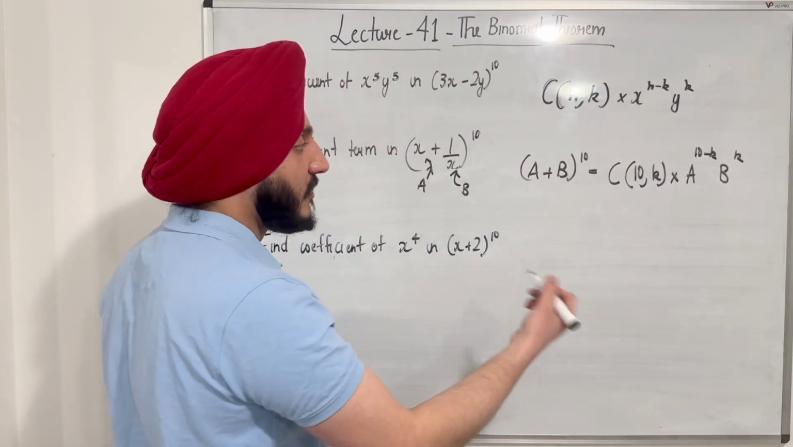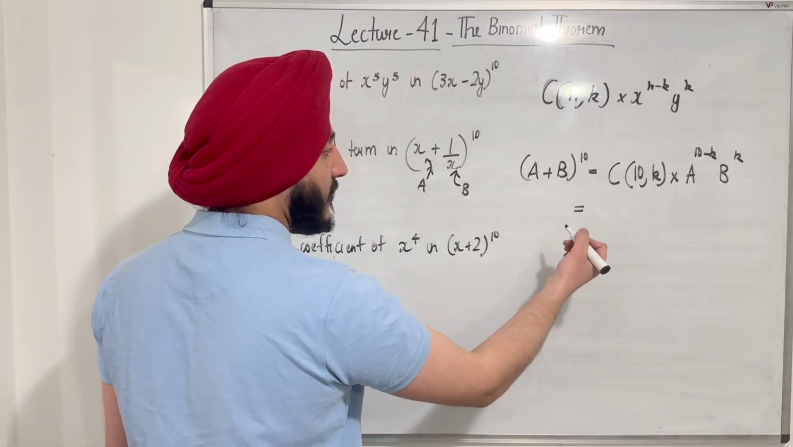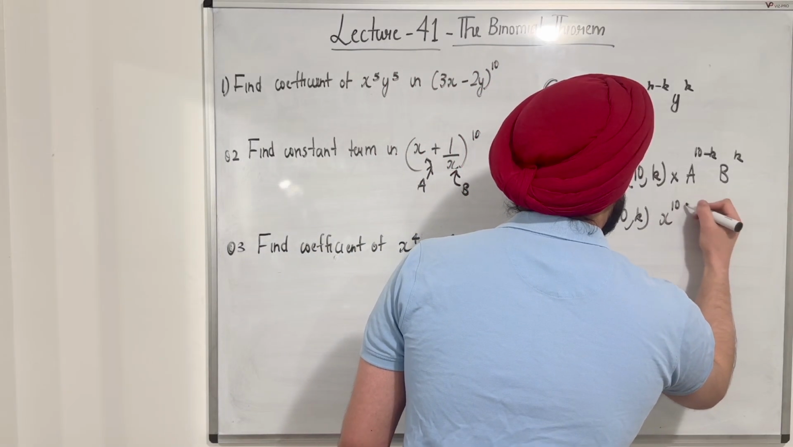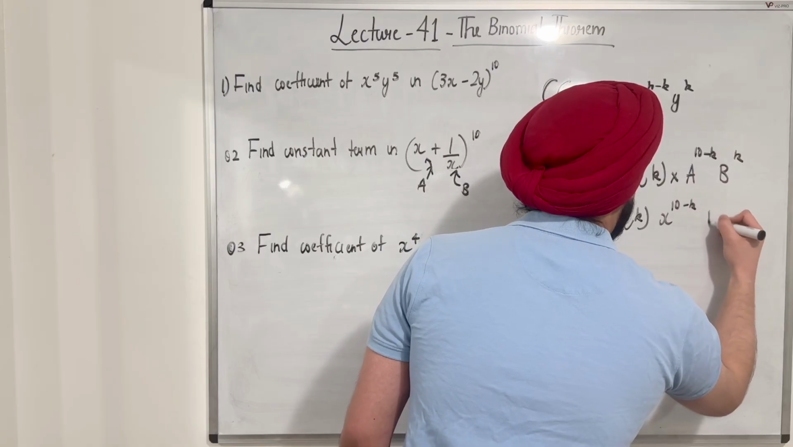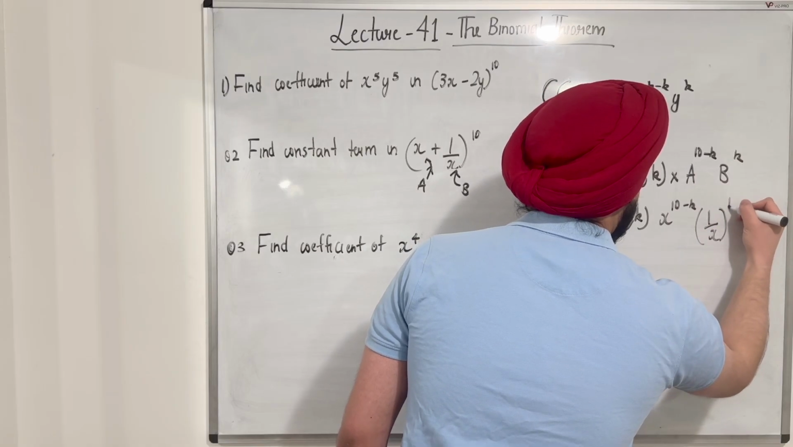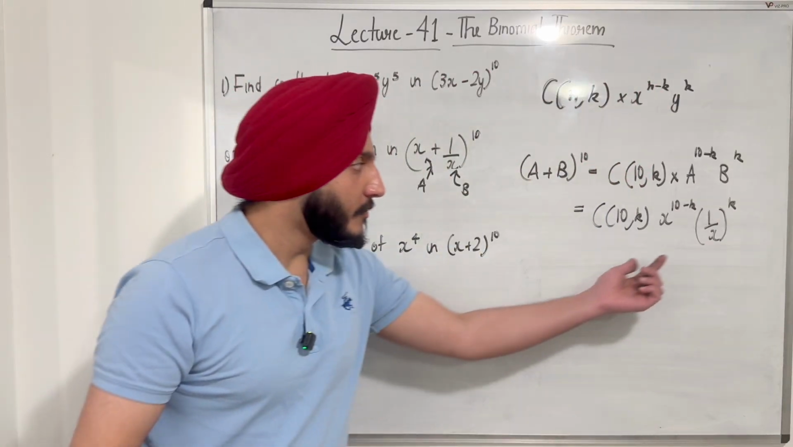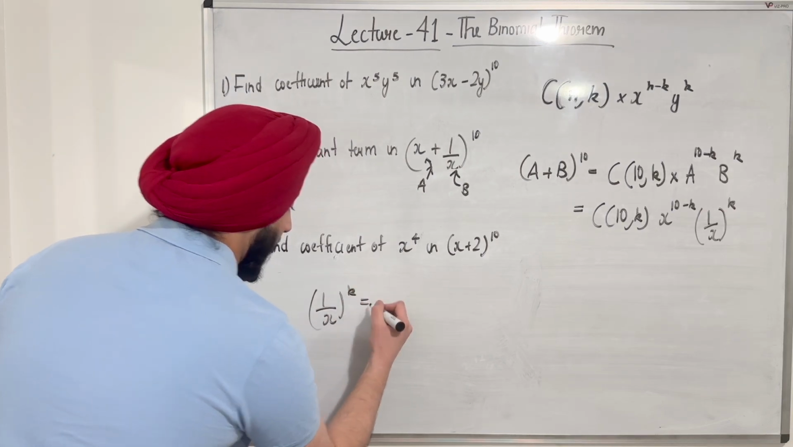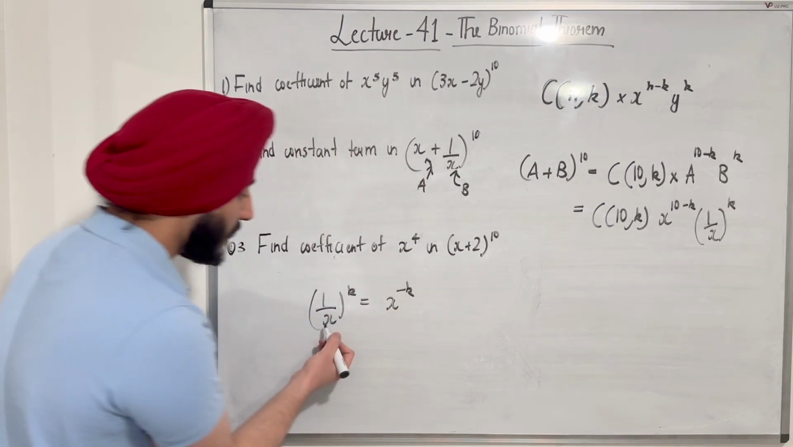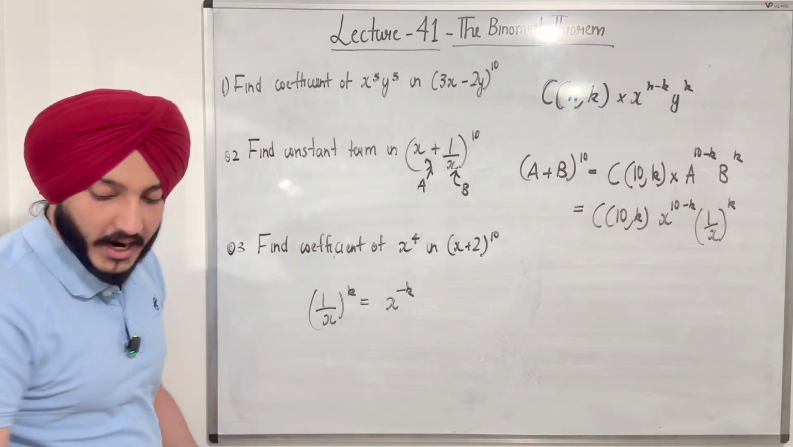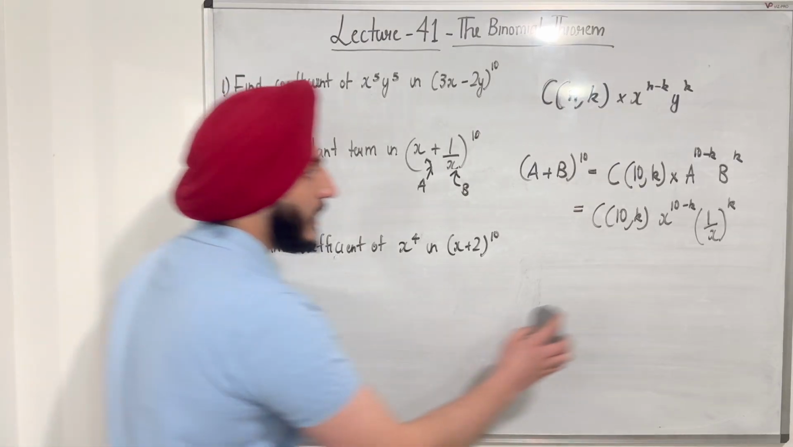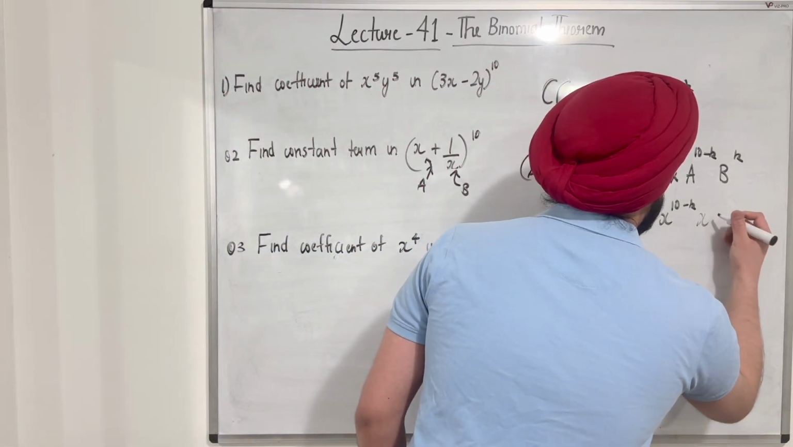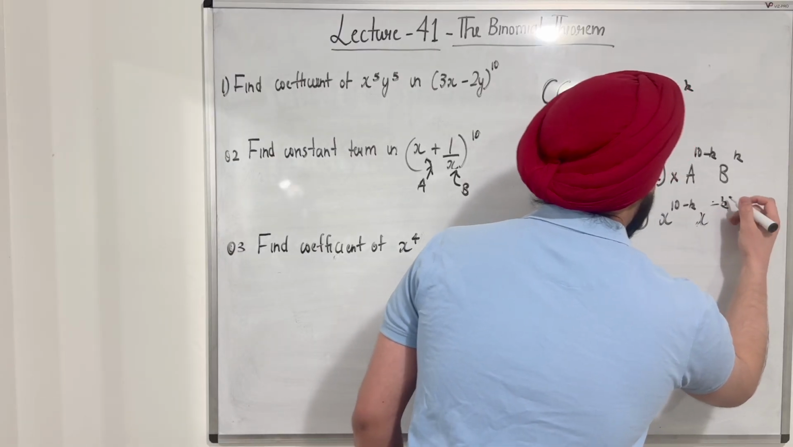I can simply represent it with this. So if I just replace it with the x and y term, this can be c 10 comma k, x to the power of 10 minus k, and 1 by x to the power of k over here, right? What happens when I actually take 1 by x to the power of k? It is the same as x to the power of minus k, because x is in the denominator, right? So I can write this term over here as x to the power of minus k.